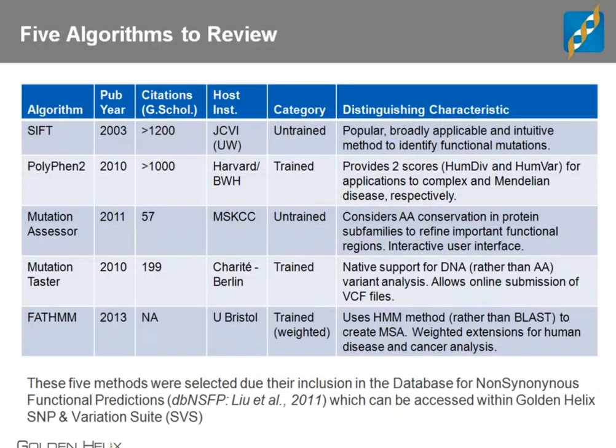We're going to look at 5 algorithms today: SIFT, PolyPhen-2, Mutation Assessor, Mutation Taster, and FATHMM. Now, the reason these 5 were selected is because they're all included in a really useful tool called the Database for Non-Synonymous Functional Predictions, or dbNSFP. And that's a tool that can be accessed within our Golden Helix SVS software package.